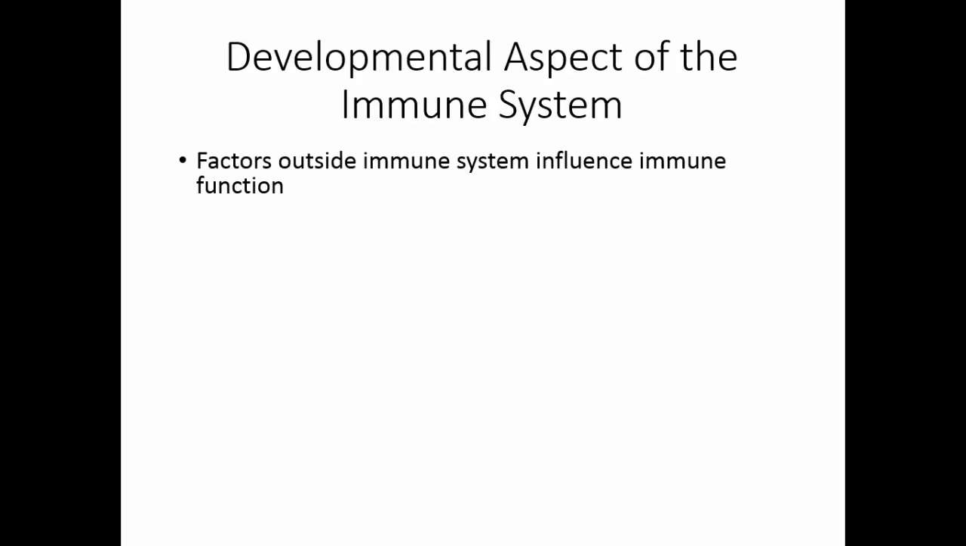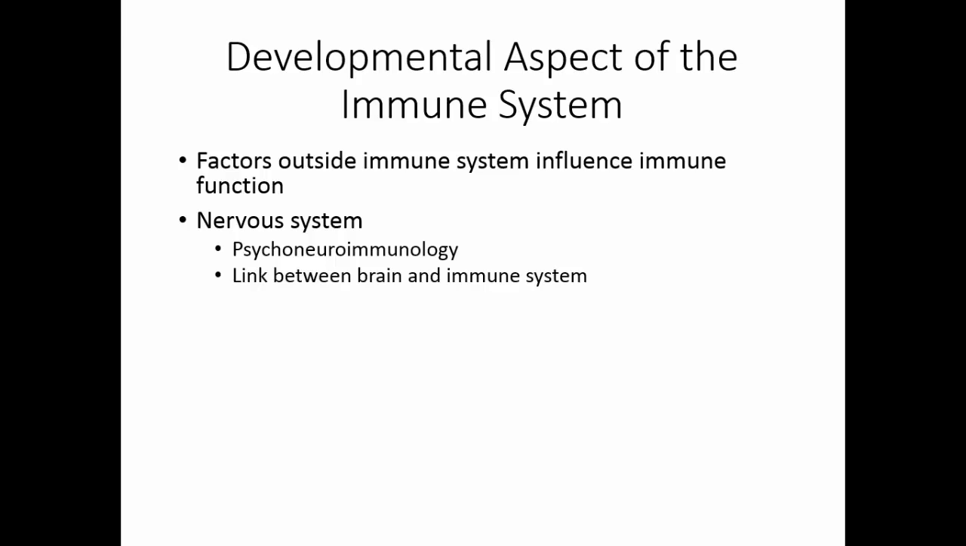Sometimes factors outside the immune system can influence immune function. The nervous system, for one thing. There is a science called psychoneuroimmunology. This is the link between the brain and the immune system. We know that depression, grief, and emotional stress impair immune responses.